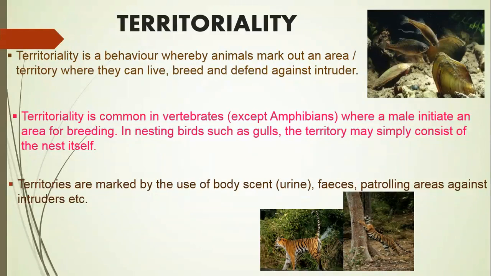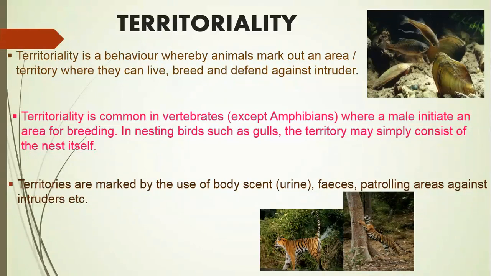Okay, territoriality is common in invertebrates except for the amphibians. So it is common in fish. It's common in reptiles like lizards. It's common in birds and mammals. Now, the male initiates an area for breeding. So, in certain birds, such as the nesting birds, the territory may simply consist of the nest itself, and so they protect the nest from any intruder.